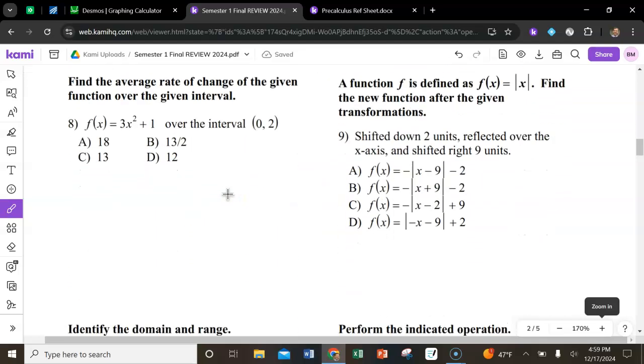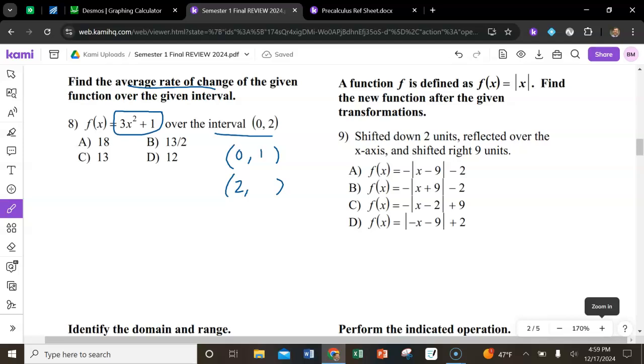On number 8, average rate of change. It's just slope, but we're given an interval. These are both x coordinates. So I've got the point 0 comma something and 2 comma something. So I have to come up with the y coordinates there. So I'm going to use the function to get the y coordinates.